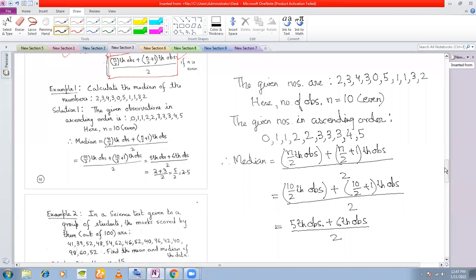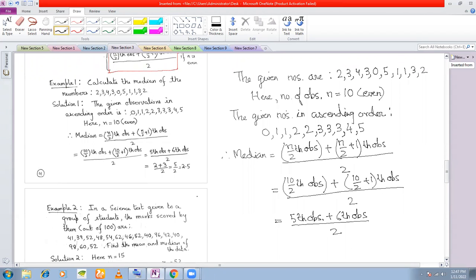Okay, so now you have to locate the 5th observation and the 6th observation. Because you have arranged in ascending order, starting from this side, which one is the 5th observation? First, second, third, fourth, and here you have your 5th observation. So your 5th observation here is 2. So you're going to write 2 here, right? Plus, and then the 6th observation. This is your 6th observation. 6th observation here is 3. So 2 plus 3 divided by 2, which is equal to 5 by 2. So therefore, the median is 2.5. Right? Any question?